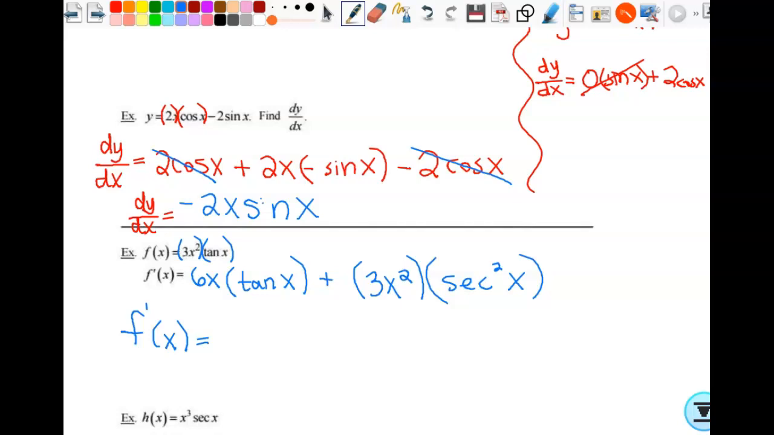Well, these are just individual factors. I have two terms, right? So what do these two terms have in common? What factor do those two terms share? X and what else?